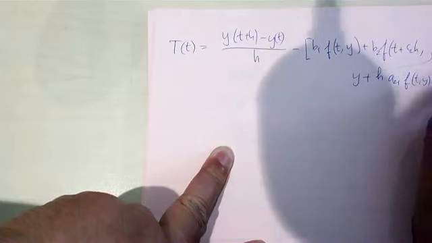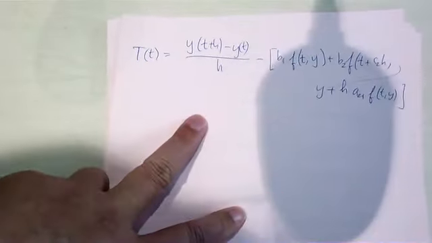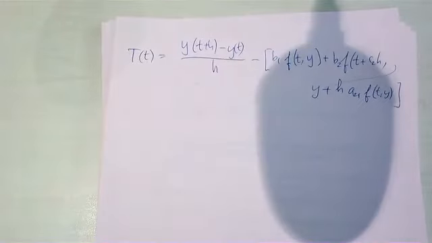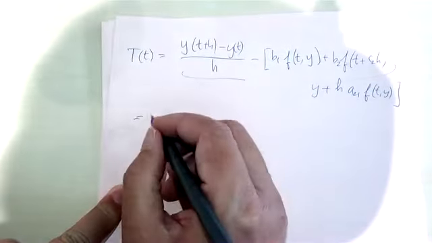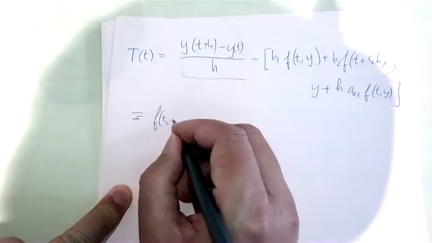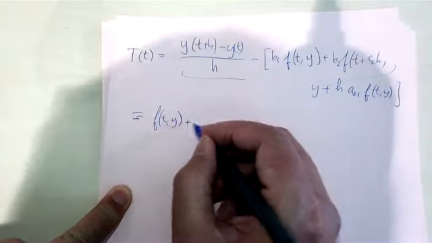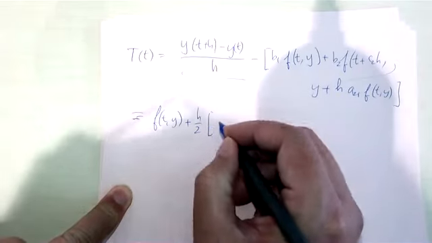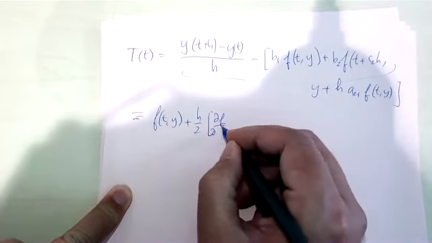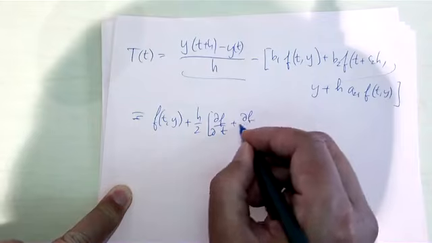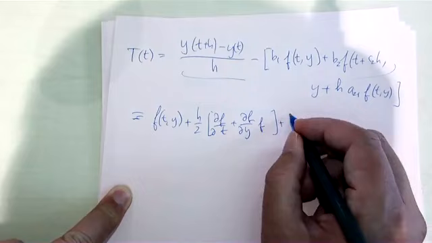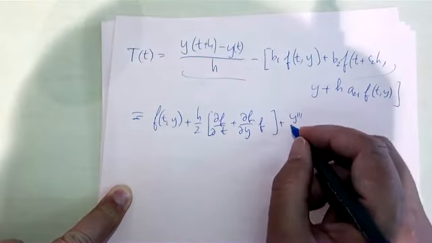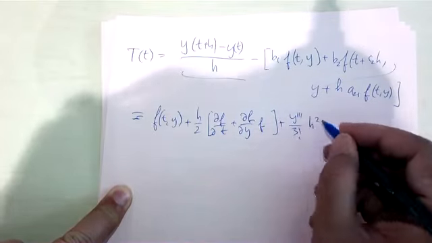So this is the original local truncation error, and now we use this. Okay, so we use this, and then what we have will be, so this one will become f dy plus h over 2 times partial f with respect to t plus partial f with respect to y times f, plus y triple prime over 3 factorial h squared plus O(h cubed).